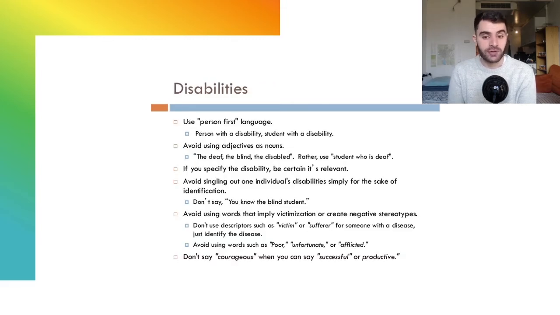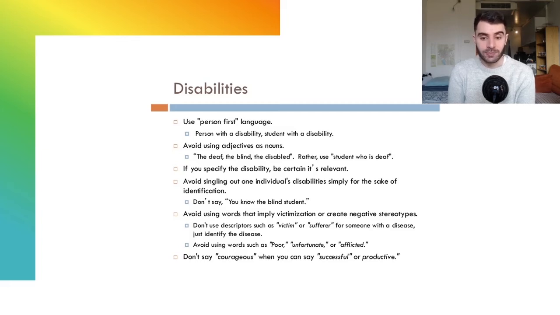And you can avoid language that has questionable racial or ethnic connotations. Use person-first language. So for example, say a person with a disability, student with a disability. Do not say the disabled person or the disabled student. Second, avoid using adjectives as nouns. For example, the deaf, the blind, the disabled. Rather use student who is deaf. If you specify the disability, be certain it is relevant. Avoid singling out one individual's disabilities simply for the sake of identification. For example, do not say the blind student.